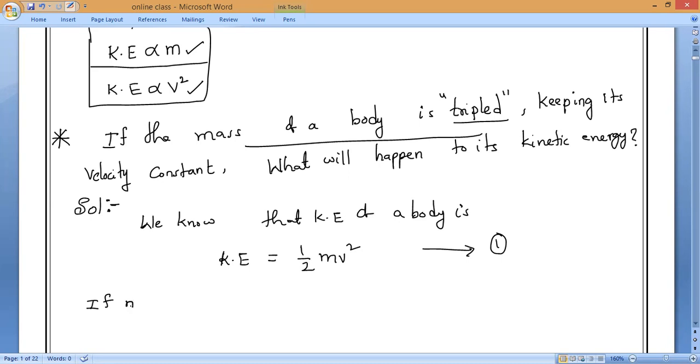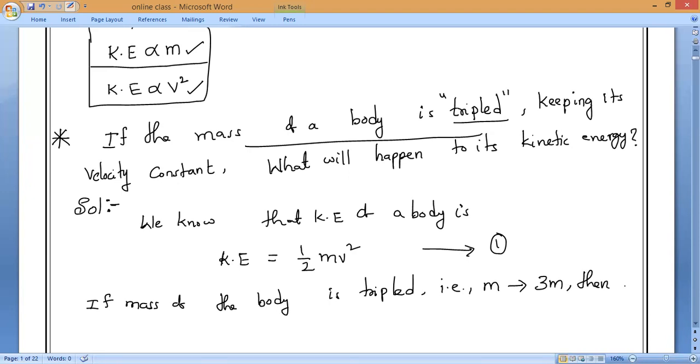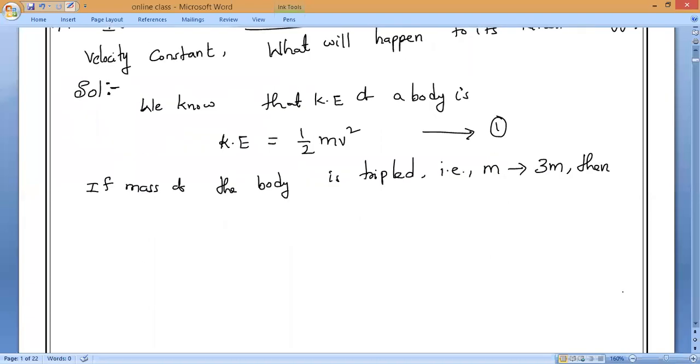If the mass of the body is tripled, what do you mean by that? All of you, M becomes what? All of you should say, M becomes what? 3M. Yes or no?